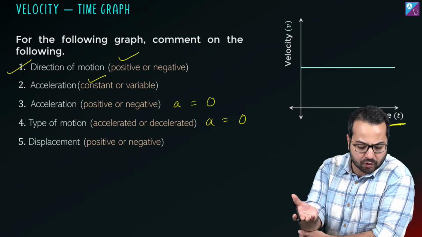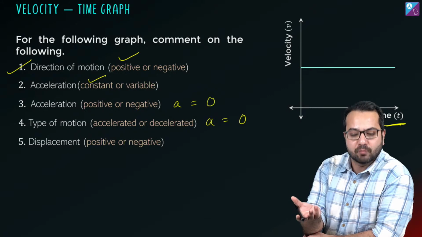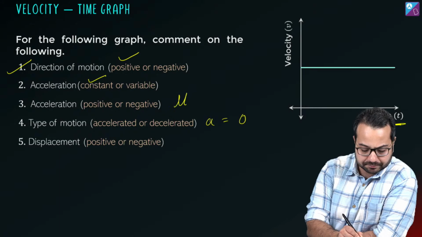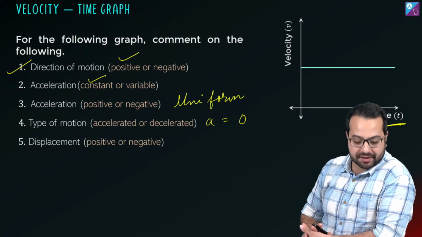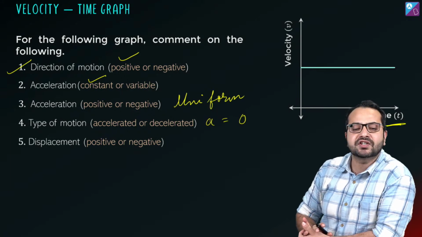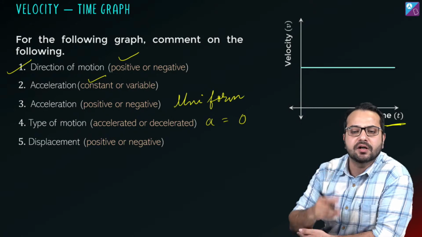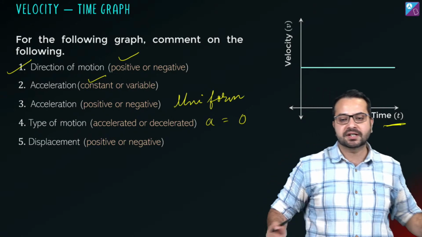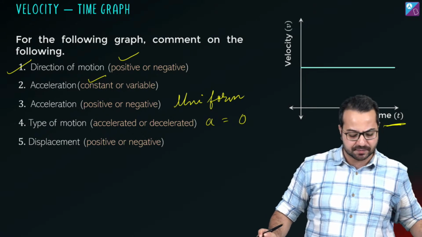अब acceleration 0 है, तो motion कैसा होगा? Motion uniform होगा. So the type of motion is going to be uniform. ठीक है? The particle is neither accelerated nor decelerated. And obviously the acceleration को constant बोल सकते हैं because 0 is also a constant. Now tell me about the displacement. Positive displacement या negative displacement?